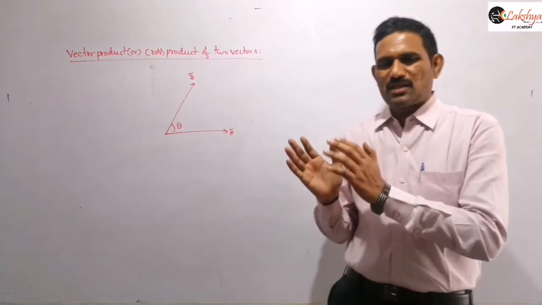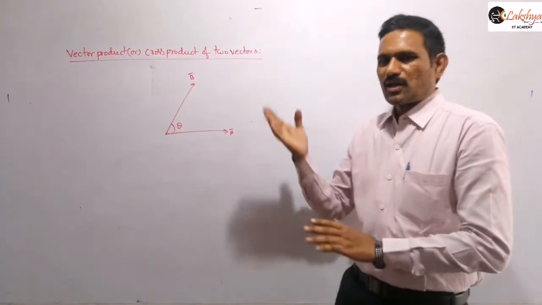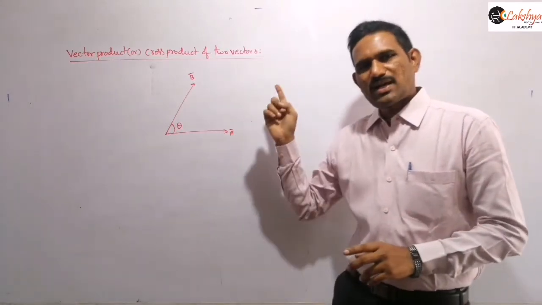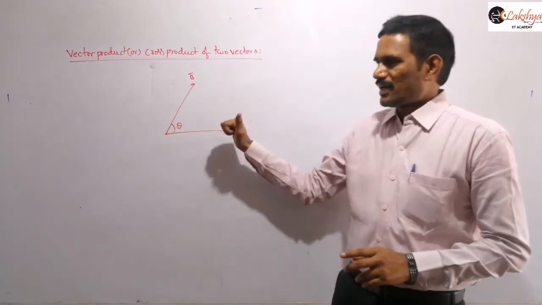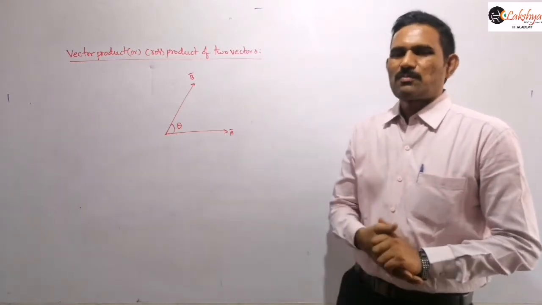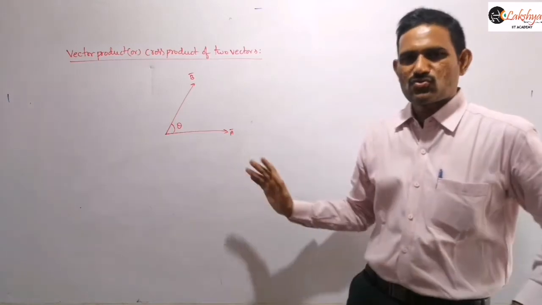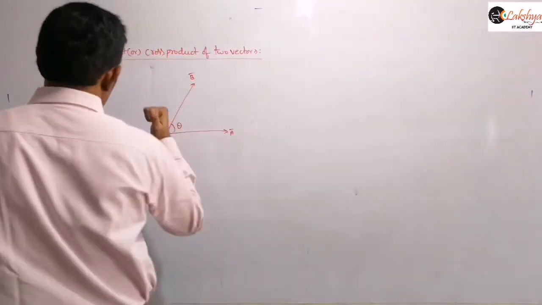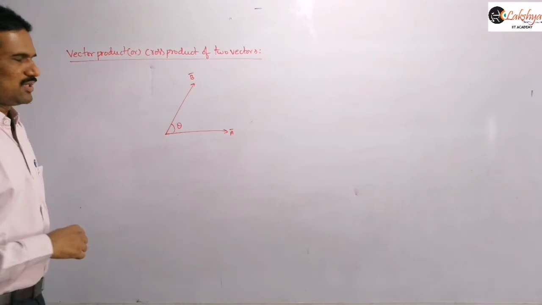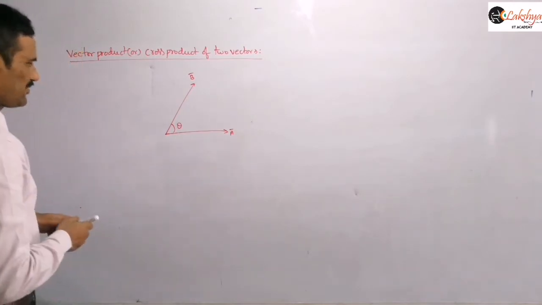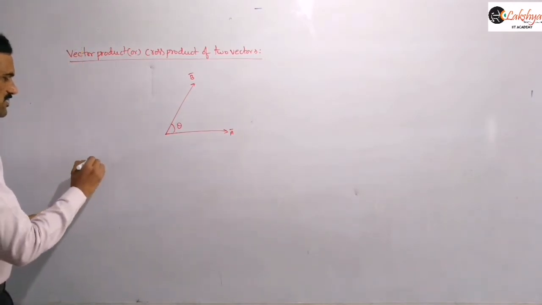So, first I am saying about the direction. The cross product of these two vectors will give another vector. The direction of that vector will be perpendicular to the plane containing these two vectors. If these two are lying in this plane, then the cross product of those two vectors will be out of the plane, right? Now its magnitude and direction can be defined like this.